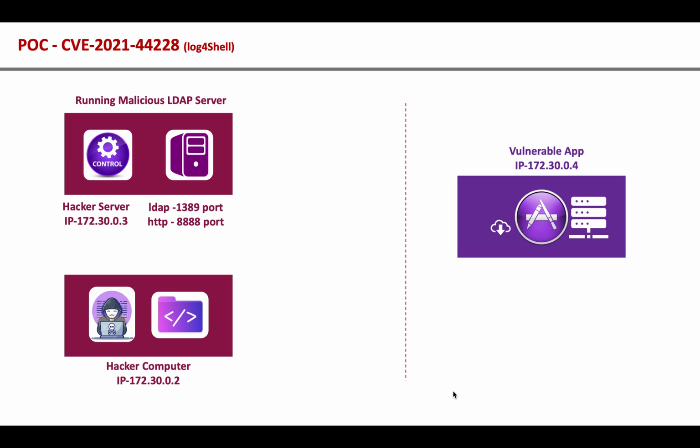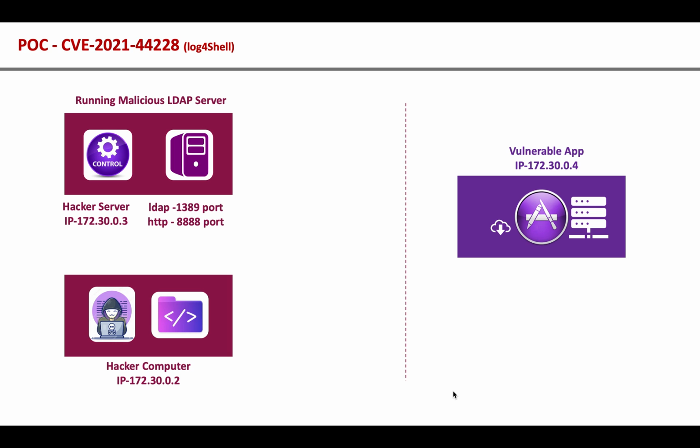Before we see the flow of the exploitation, let me explain the components used in the POC. Here you are seeing the hacker running a malicious LDAP server on the left hand side top. It also is running a web server on port 8888. Left hand side bottom you have a hacker computer from where the first malicious command will be issued, and on the right hand side a server hosting vulnerable applications running on HTTP port 8080.